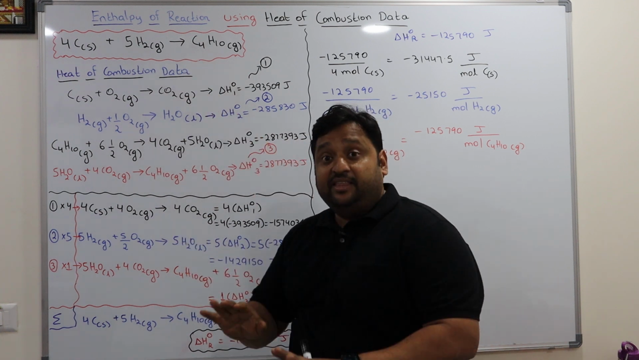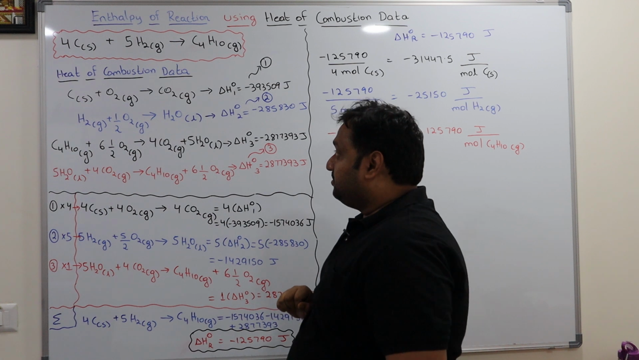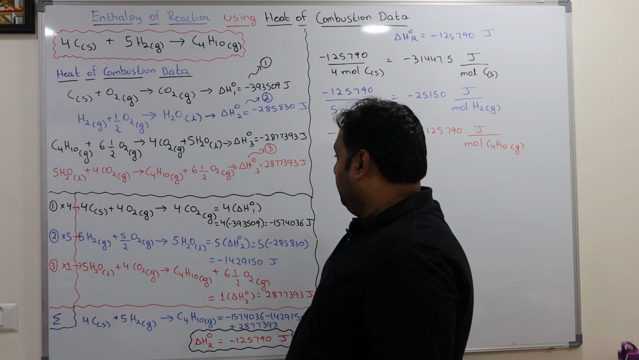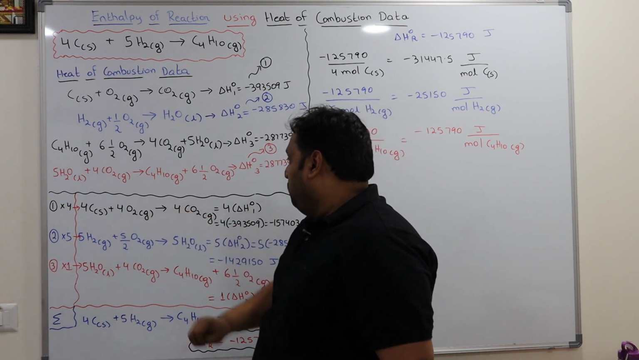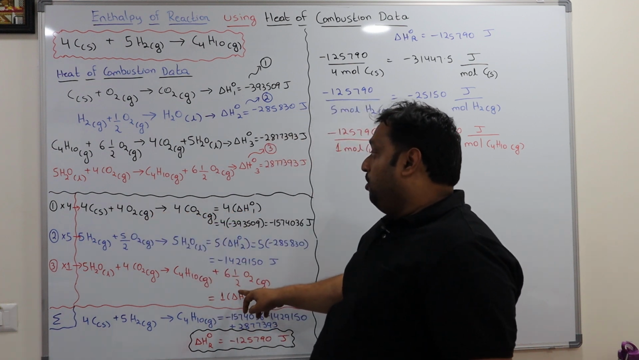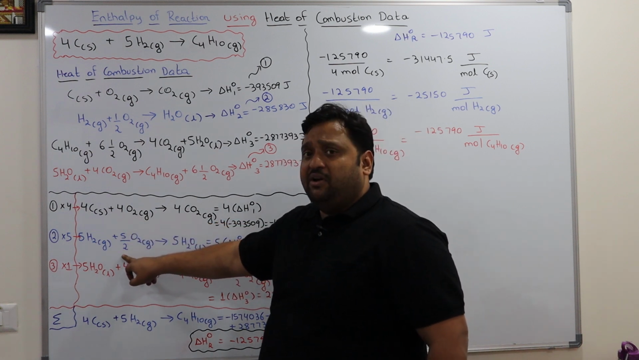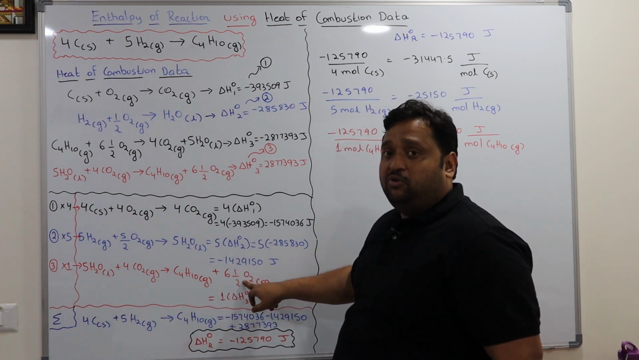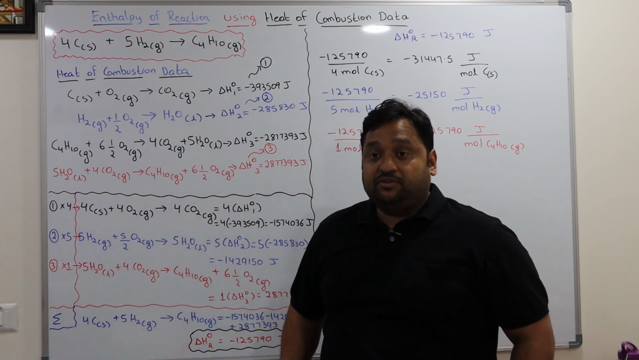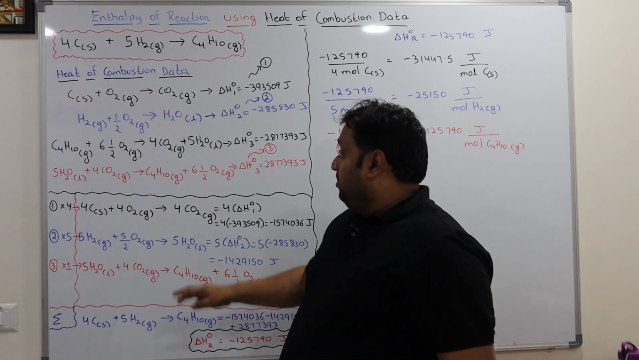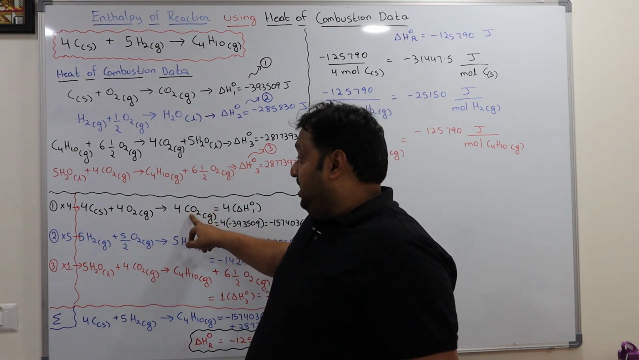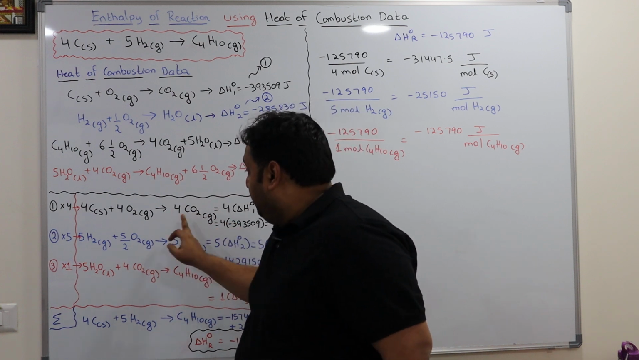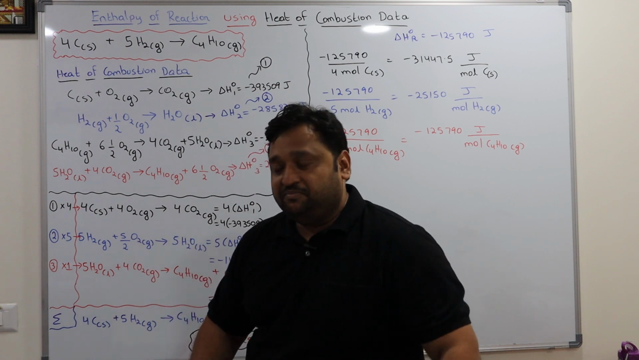Now you can see the things automatically cancel out. 4 moles of oxygen is here, and on the left hand side 4 moles of oxygen. On the right hand side also, 4 moles of oxygen plus 5.5 moles of oxygen on the left hand side, on the right hand side 6.5 moles of oxygen. So these both cancel out. Similarly, 4 moles of carbon dioxide is on the left hand side and 4 moles of carbon dioxide is also on the right hand side. So these two cancel out.